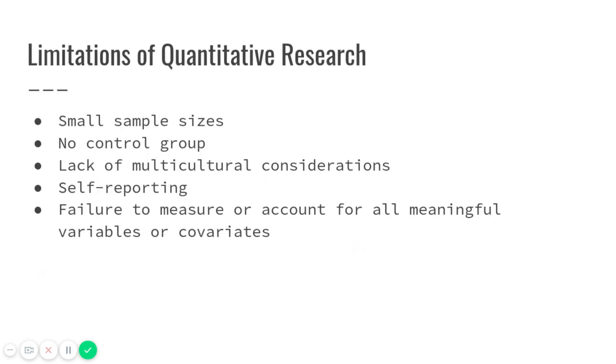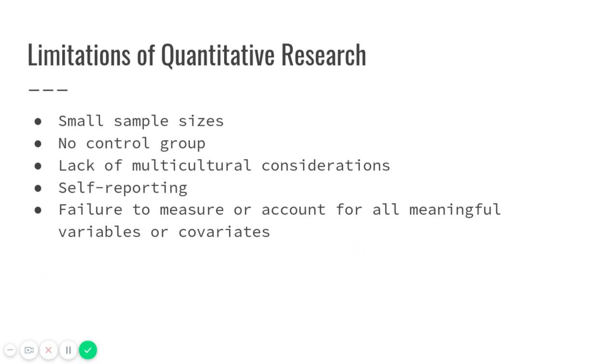There are some limitations of quantitative research. Small sample sizes would be a problem. It's hard to conduct statistical tests accurately with a small sample size. If you don't have a control group, that can be a limitation because you may not have a neutral comparison. Sometimes quantitative research can lack multicultural considerations, partly because a lot of times it's easiest to get a big group in a university setting. And so a lot of research has been done on 18 to 23-year-olds, men, more white than not. And so sometimes that is a limitation that needs to be acknowledged.